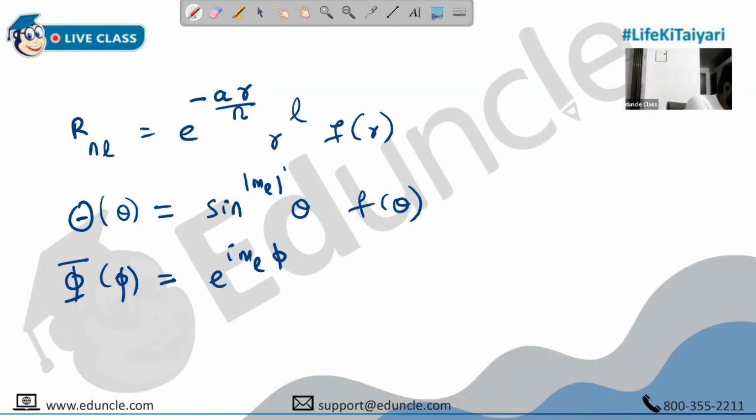So for an example, I can create a very good question, something like this. Suppose I'm giving you that a wave function is given by, let's say, e raised to minus, thinking just a minute.